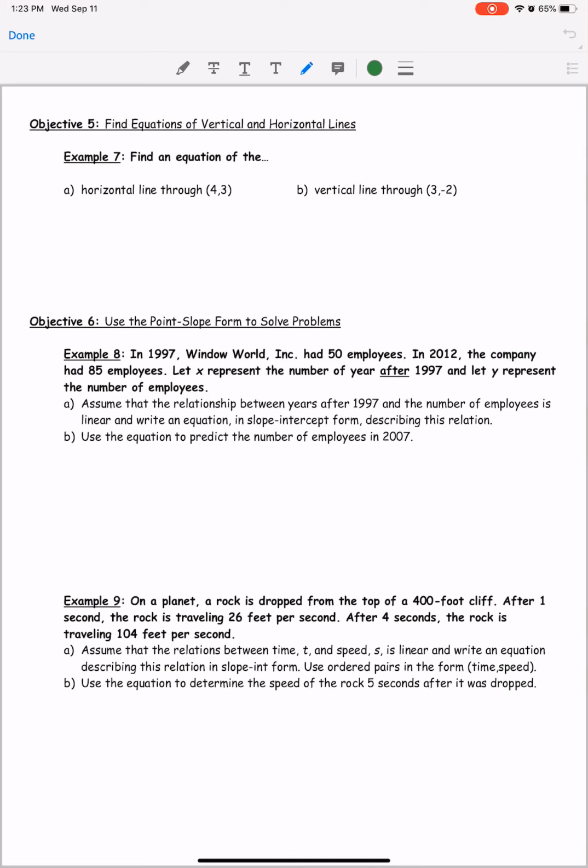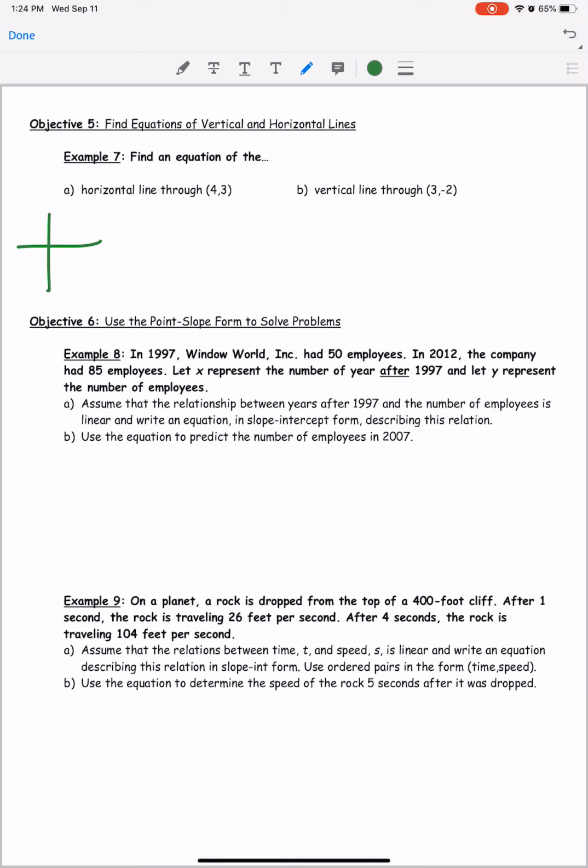Find the equation of vertical and horizontal lines. So it says find the horizontal line through 4, 3. If you haven't memorized that x equals and y equals your vertical and horizontal line, that's really all you need to know. I, for one, don't have those memorized. So what I do is roughly plot these points. So for 4, 3, if this is my x and y axis, I plot 4, 3.